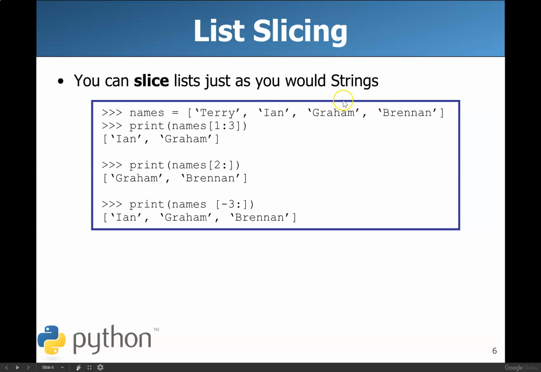It's kind of important to remember that in a string or in a list, each of these has 2 different numbers associated to it. Terry is 0, but Terry would also be -4. Ian's 1 and -3, Graham is 2 or -2, and Brennan's going to be 3 or -1. So there's 2 ways of getting there. You can start at the start, or you can start at the end.